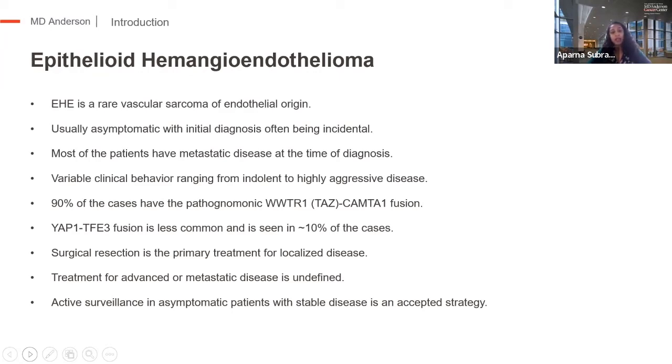Surgical resection is the primary treatment for localized disease, and treatment for advanced or metastatic disease is undefined. Active surveillance in asymptomatic patients with a stable disease is an accepted management strategy in EHE.